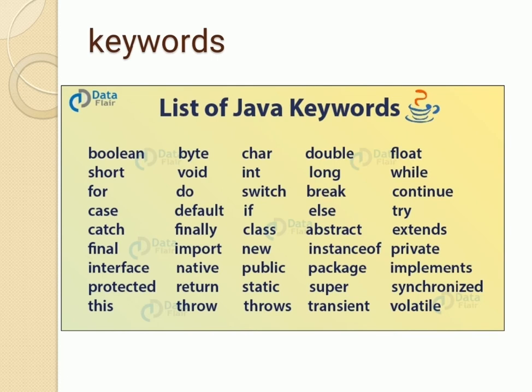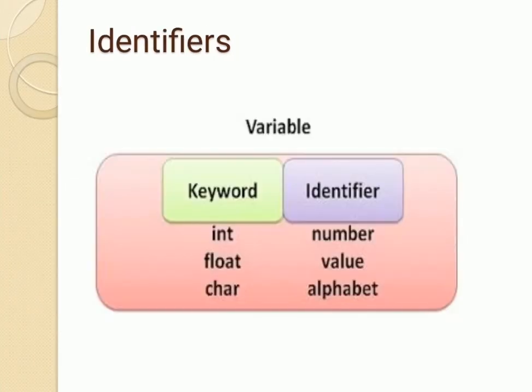Keywords are a predefined set of words that have special meaning within the compiler. They cannot be used as identifiers in your program, as each one of them is reserved for a special purpose. And an identifier is a sequence of characters used to name variables, methods, classes, packages, and interfaces. They represent names of different components of a Java program.